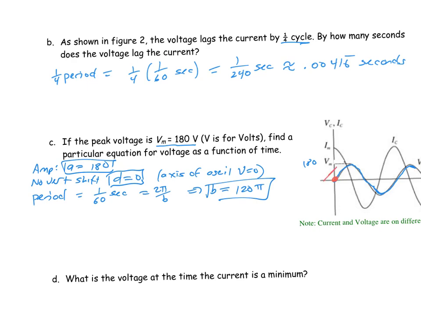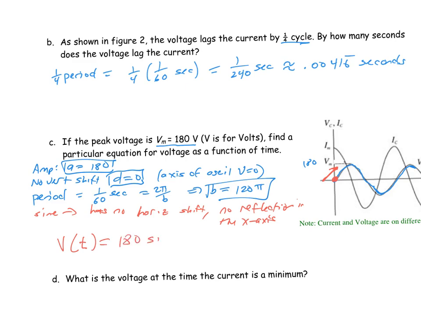Since this graph crosses through the midline going up, I would use sine. It has no horizontal shift, and it has no reflection in the x-axis because it is going up through that midline point. So we're ready to write the voltage equation. V of t is the amplitude, 180, sine, B was 120 pi, so 120 pi t, and D is 0, so we don't need to write that. That's an equation for the voltage.